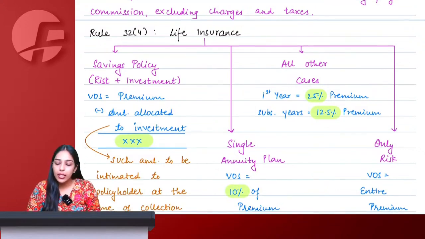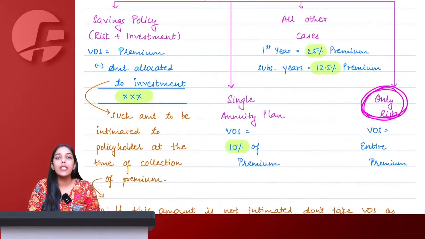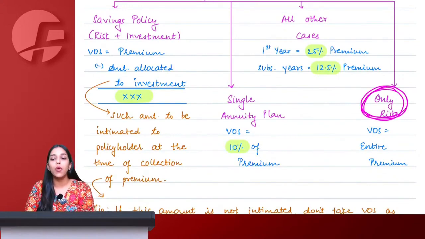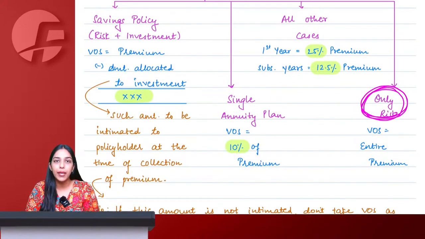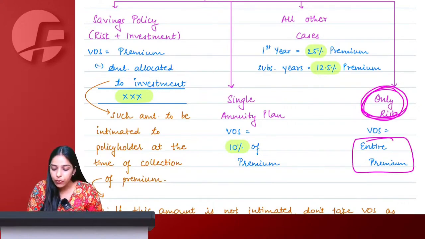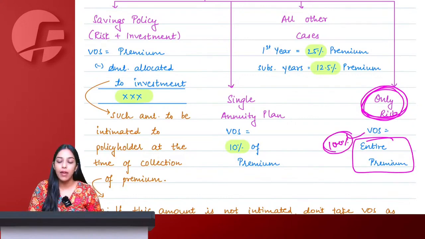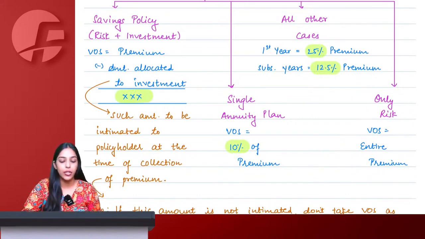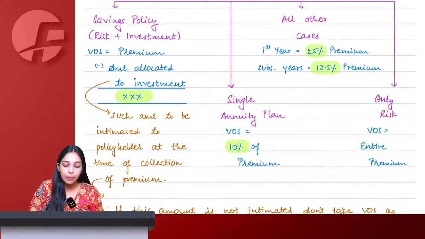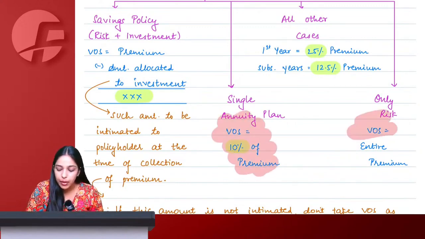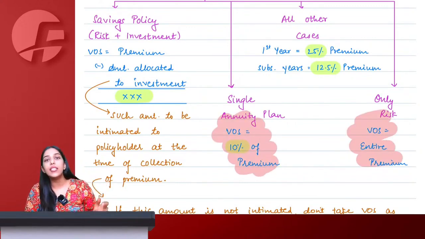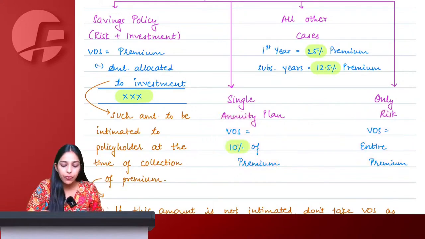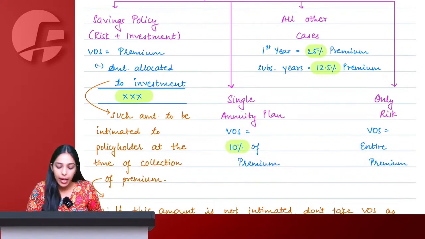This is only and only for life insurance particularly. Whatever life insurance you are taking, if it is only risk coverage, there is no investment purpose, no savings purpose, whatever premium amount you are paying is only and only for your risk coverage, then entire 100% of your premium becomes the value of supply. If it is single annuity plan, then 10% of premium becomes value of supply. For only risk coverage, 100% of the premium. For single annuity plan, 10% of the premium paid.